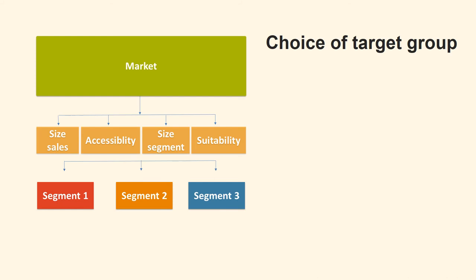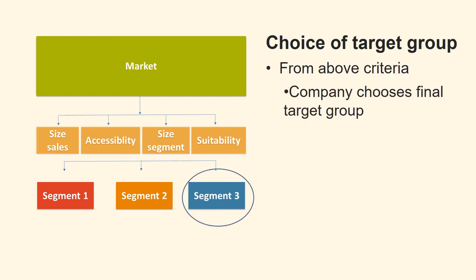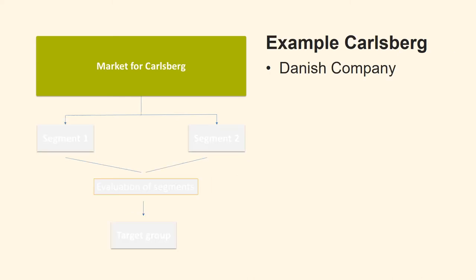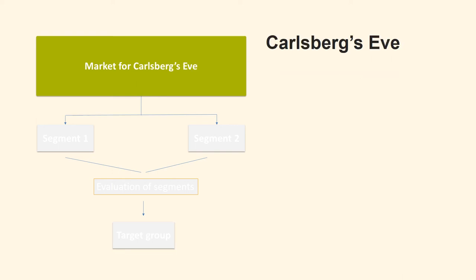Choice of target group. By considering and analysing the above criteria, the company can clarify which segment it will choose as its final target group. In the following section, we will review an example of segmentation with respect to the Danish company Carlsberg. We will use Carlsberg's product Eve as a case story.